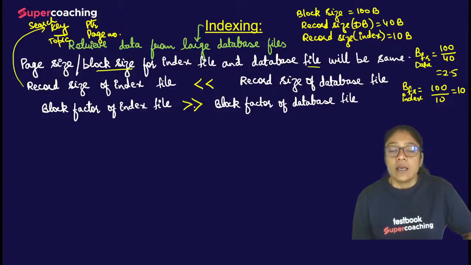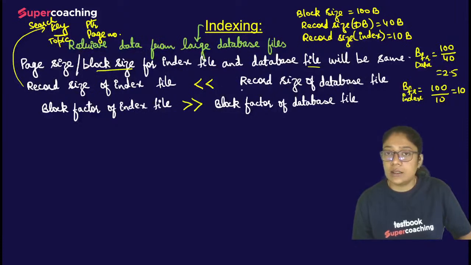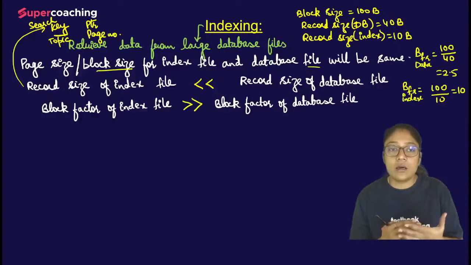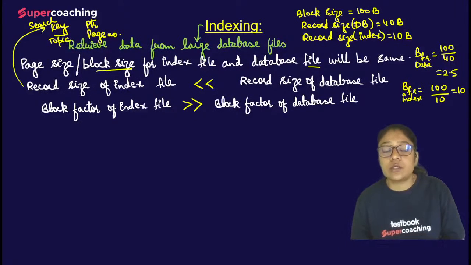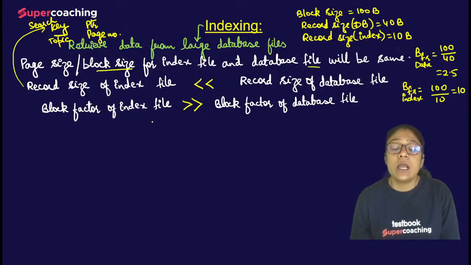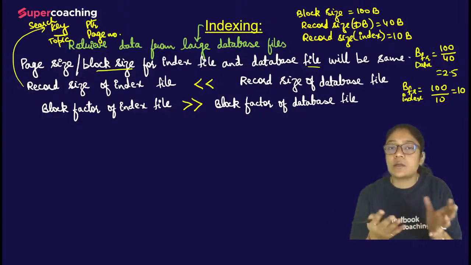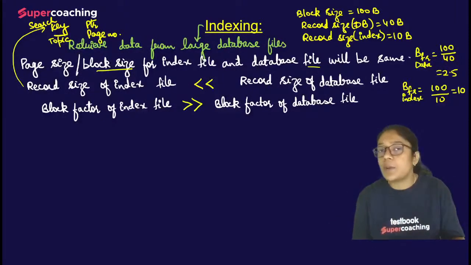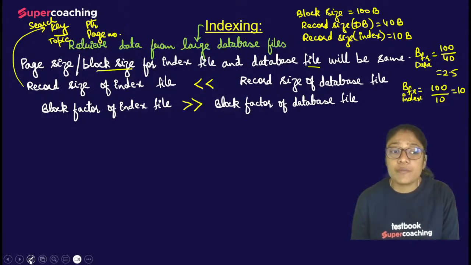Okay. Now, this much is clear. If the block factor of index file is more, that means on one page we can store more number of entries. So the index file size, or the number of pages in the index file, will be less than the database file. In a book, if you have 1200 pages, then the pages of the index will be 3, 4 or maximum 10, not more than that. So we know that the number of pages in the index file will be very, very small as compared to the number of pages of the database file.